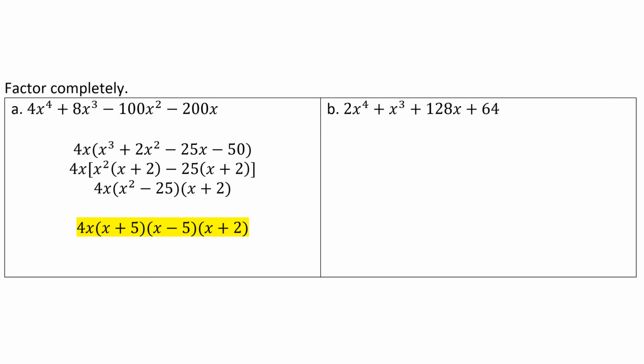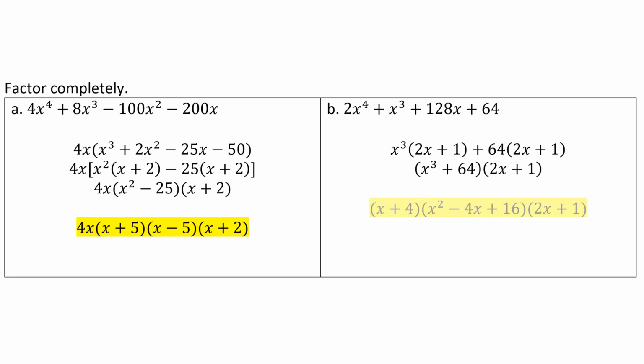And then, because grouping is my goal here, I see that 128 is twice as much as 64. So if we factor out that 64, both sets of parentheses are 2x plus 1. So we group together the x cubed and the 64. And if we are going back to day 1, you should recognize that x cubed is clearly a perfect cube, and 64 is 4 times 4 times 4. So we have a sum of cubes.